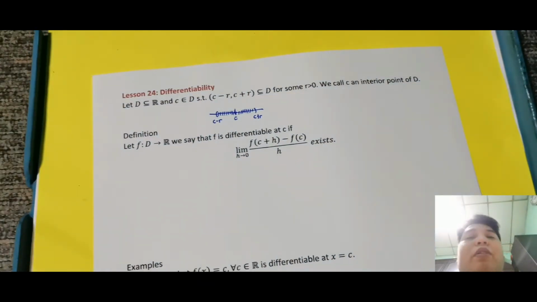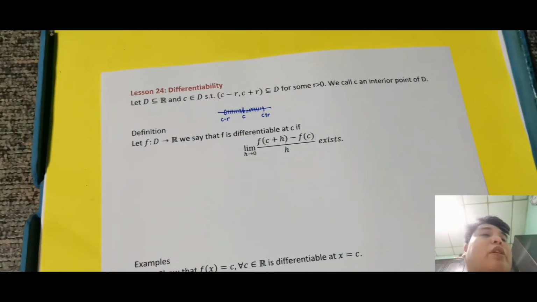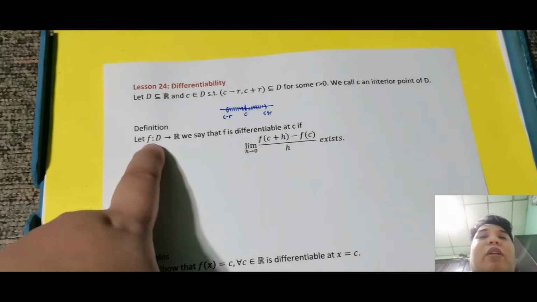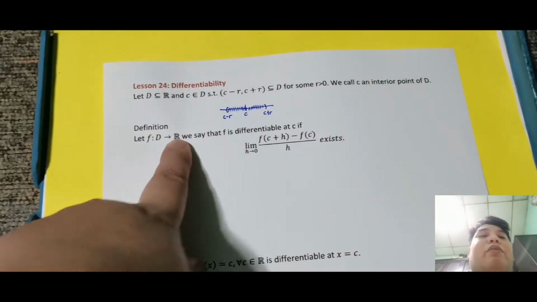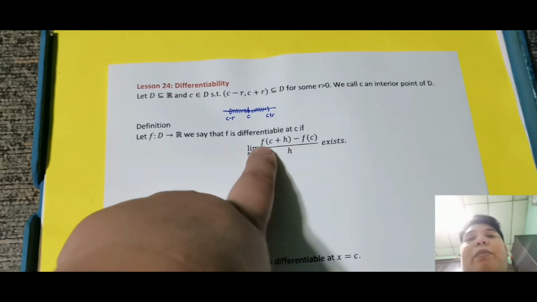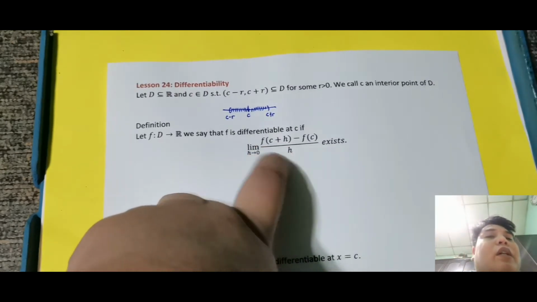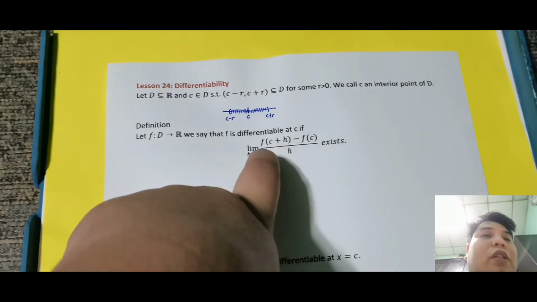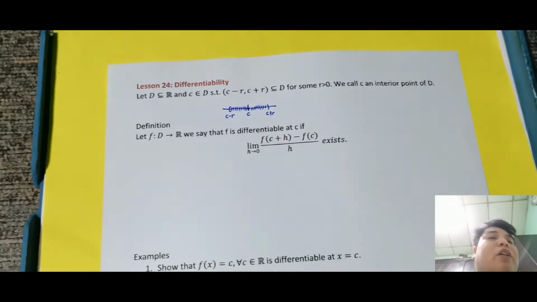Okay, so definition. This is the definition of the derivative. So how does a function become differentiable? Let f be a function mapping from a domain to the real numbers. We say that f is differentiable at c if the limit of f of c plus h minus f of c over h as h approaches 0 exists. As long as a value comes out there, it is therefore continuous at c.